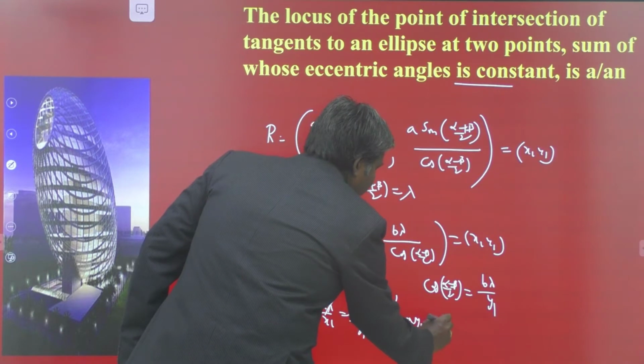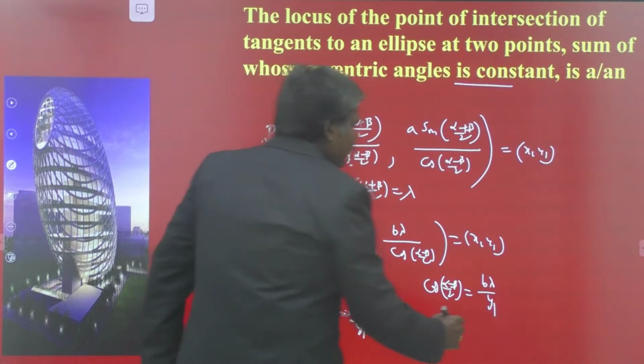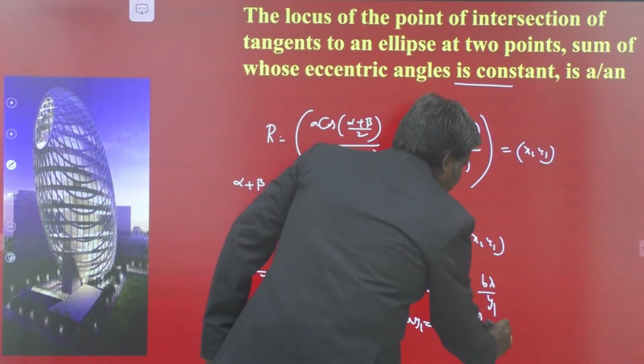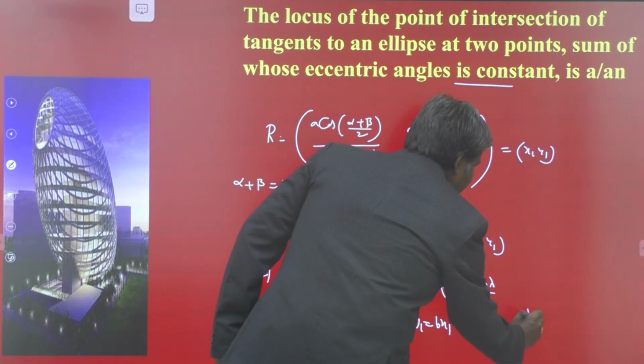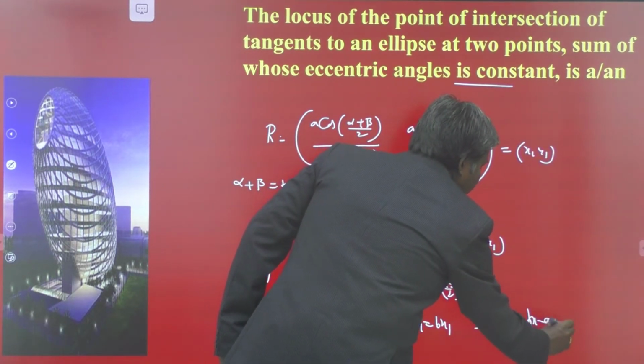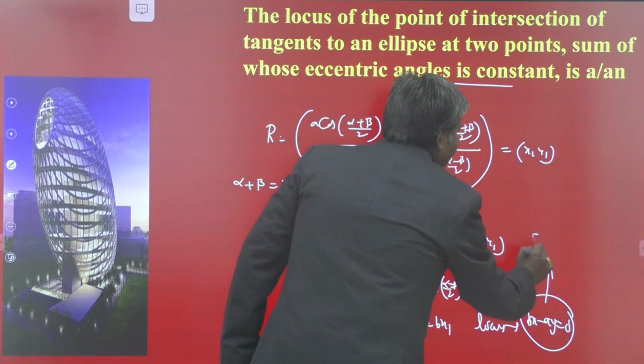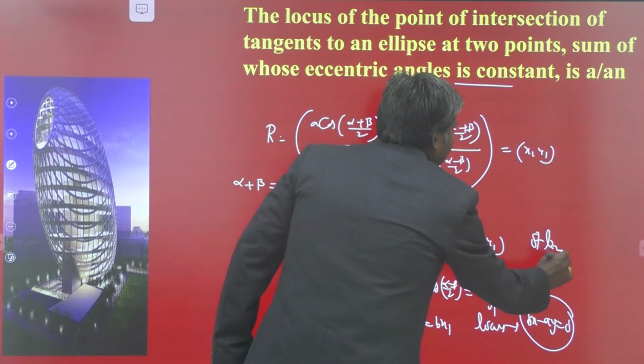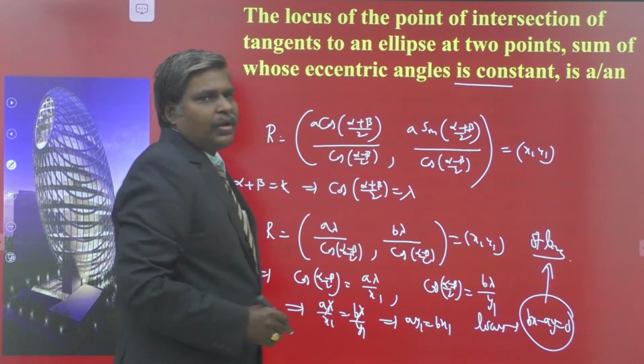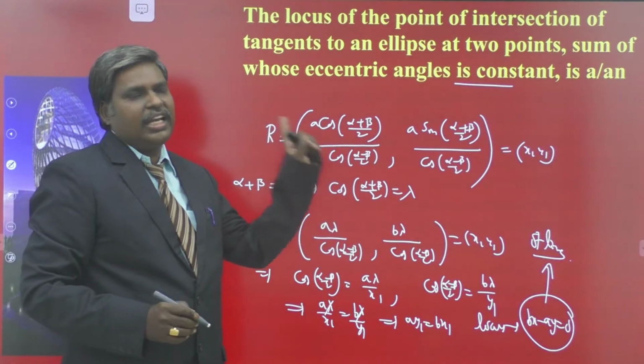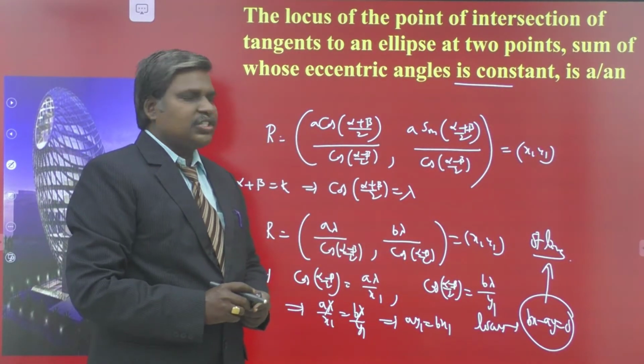a by 1 is equal to b x1. So what is the locus of (x1, y1)? The locus of (x1, y1) is bx minus ay equals 0. It is a straight line. In the previous problem, the point of intersection locus is an ellipse. Here it is a straight line.